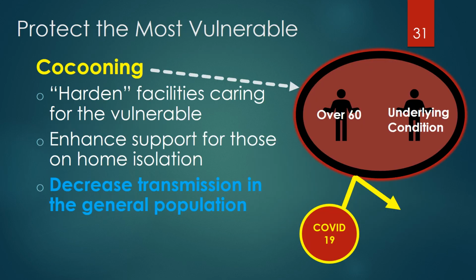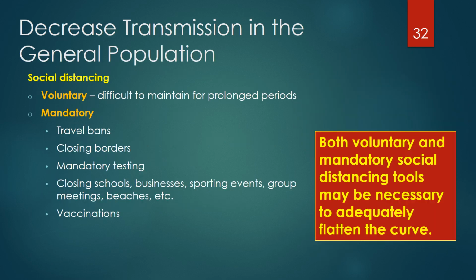Let's now briefly return to decreasing transmission in the general population for a few minutes. We've already reviewed social distancing recommendations to decrease transmission in the general population. Social distancing will not only help insulate or cocoon high-risk individuals, but also flatten the curve in the general population. As previously discussed, this flattening of the curve will help assure that medical care is available for the moderately and severely ill, whether they are from the high-risk group or general population.